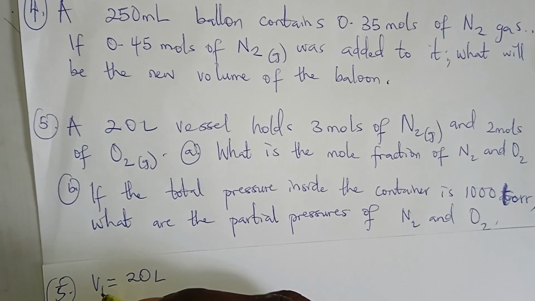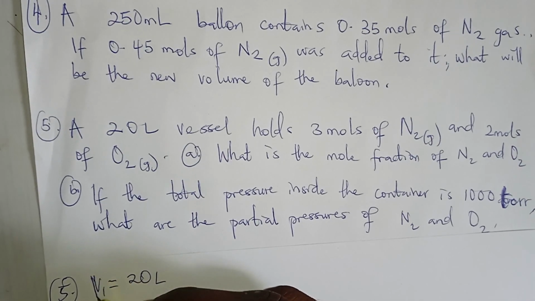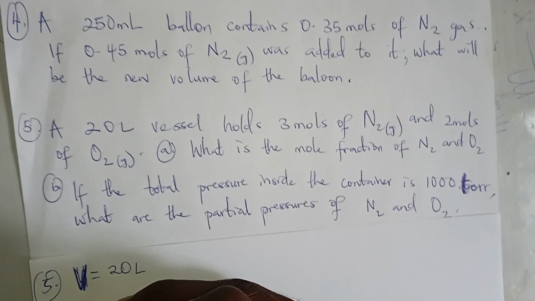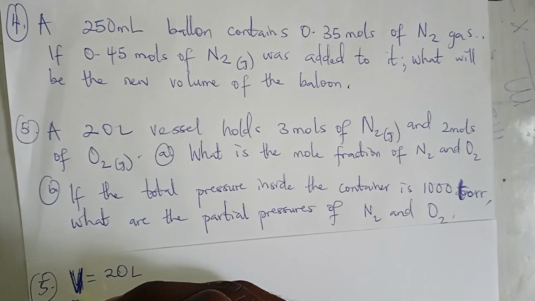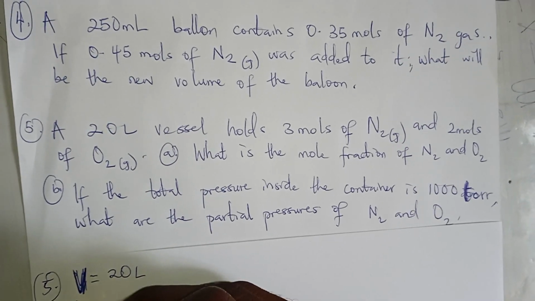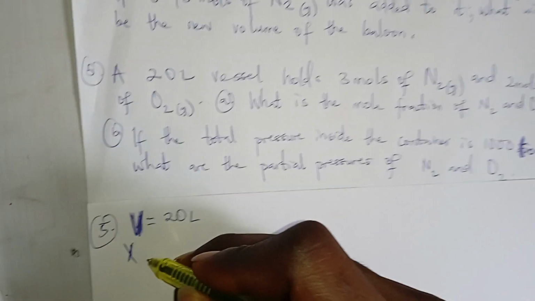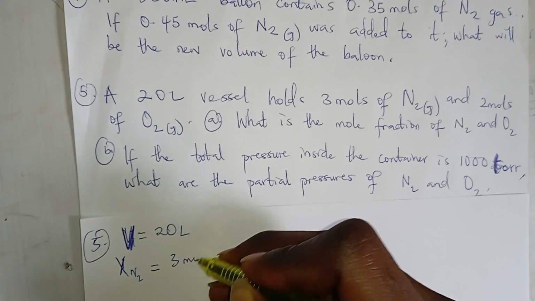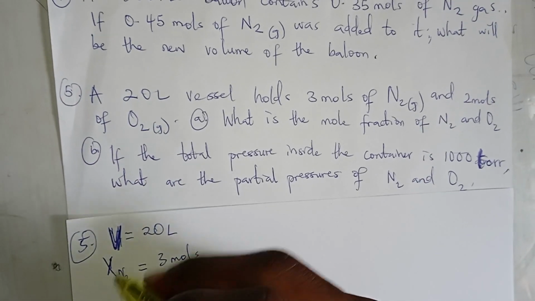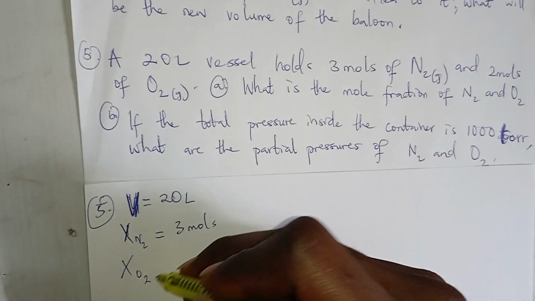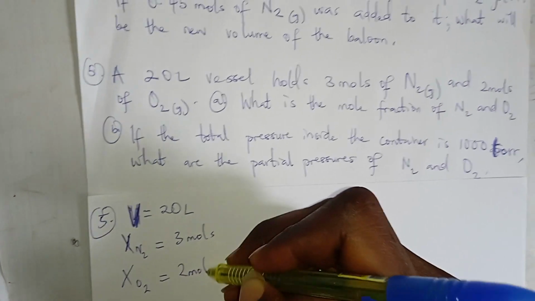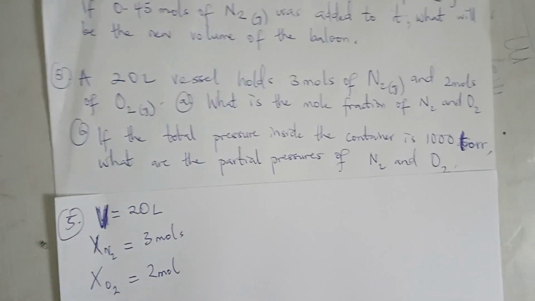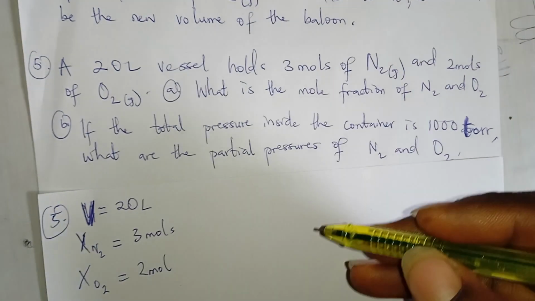It holds, that is volume of the liter, is not gas, so it's not V1, that is total volume. So it holds mole. So mole is represented as X. It holds 3 moles of nitrogen gas, and 2 moles of oxygen gas. This is what we are given. Now they're asking us what is the mole fraction of N2 and O2.